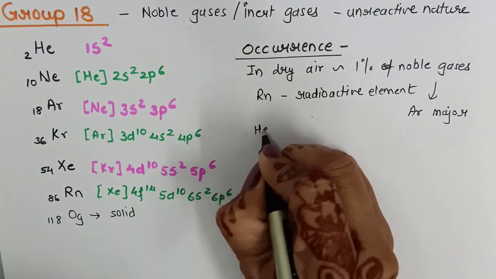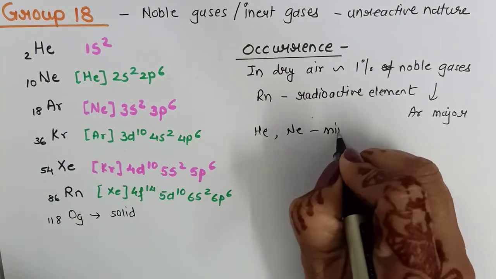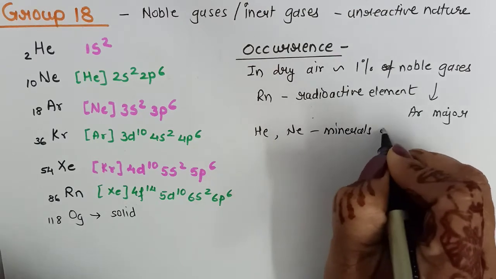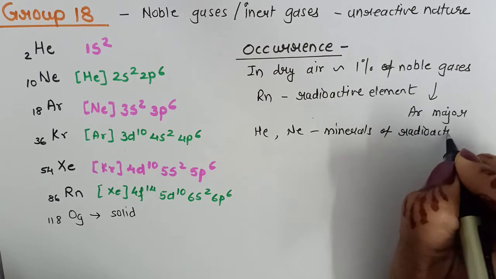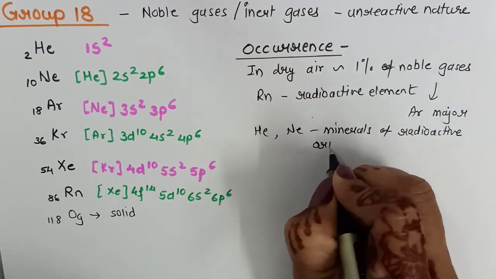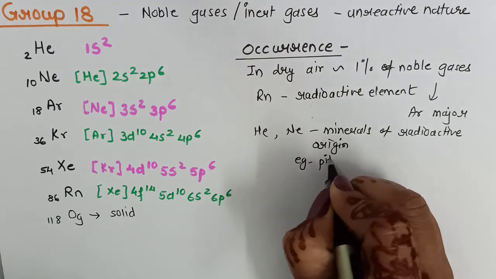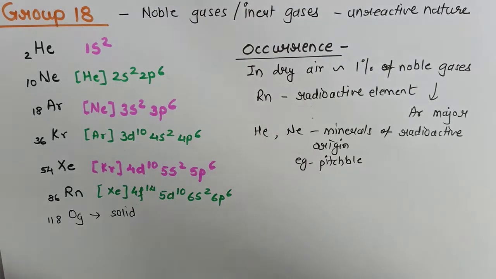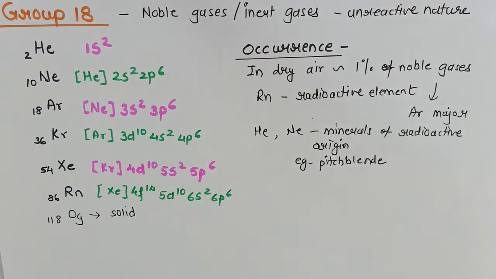and other gases like helium and neon are obtained as minerals of radioactive origin, for example pitchblende. So the minerals of certain radioactive origin consist of helium and neon.